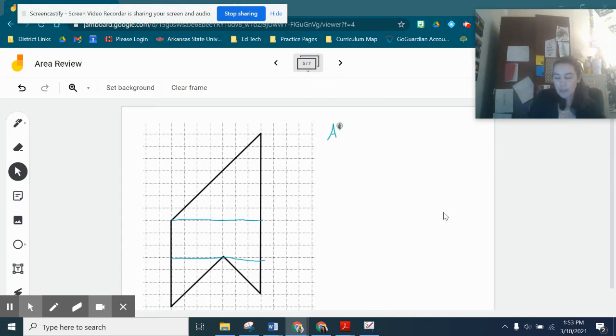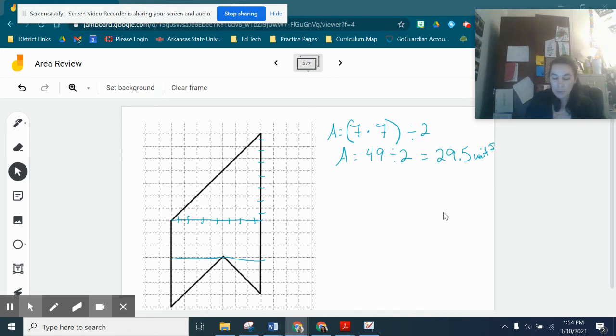Okay, so I'm going to do my first triangle. My base would be 1, 2, 3, 4, 5, 6, 7. So my base is 7 times my height, which is 1, 2, 3, 4, 5, 6, 7. Okay, so 7 times 7, and then we're going to divide that by 2. So my area for that is 49 divided by 2, which would equal, let's see, sorry, my brain, 24 and a half. Okay, so I have 24 and a half units squared for the top triangle.